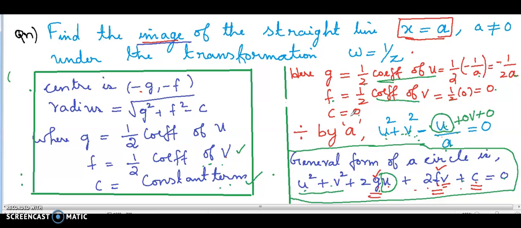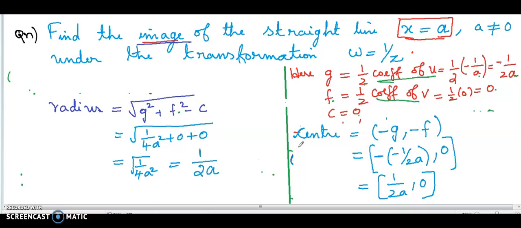So now let us write the center and radius of the given circle. Here the center is given by minus g comma minus f. What is the g value? g is equal to minus 1 by 2a. So instead of g, I take minus 1 by 2a. The f value is 0. So minus into minus gives plus 1 by 2a comma 0. So this is our center of the circle.